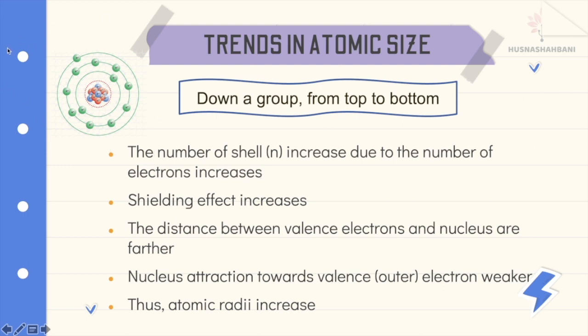When you have more and more shells, the shielding effect increases, because you have more and more inner electrons. The distance between the valence electron and the nucleus becomes further. When the distance becomes further, the ability of the proton to attract the outer electron decreases. Nucleus attraction towards the valence electron is weaker, thus atomic radii increase.